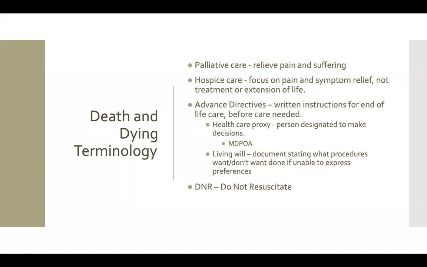You have also advanced directives, which are written instructions for end of life care before care is needed. So you have a healthcare proxy, which is a person designated to make decisions. Living will, which is a document stating what procedures they want versus don't want done if unable to express preferences. And then you'll also see a DNR, which is a do not resuscitate. So do not take any extraordinary measures to revive me if I go into cardiac arrest.